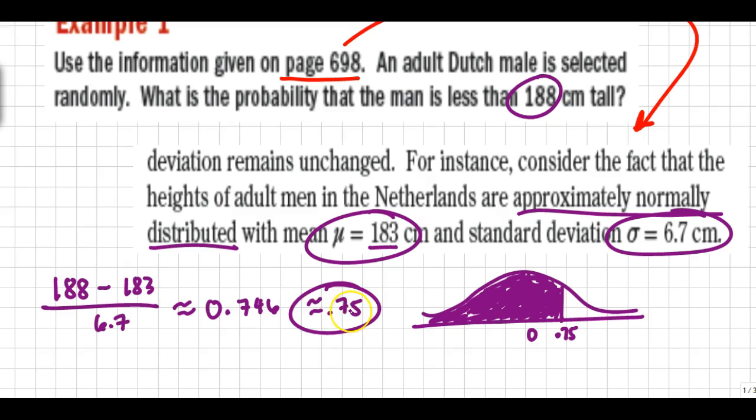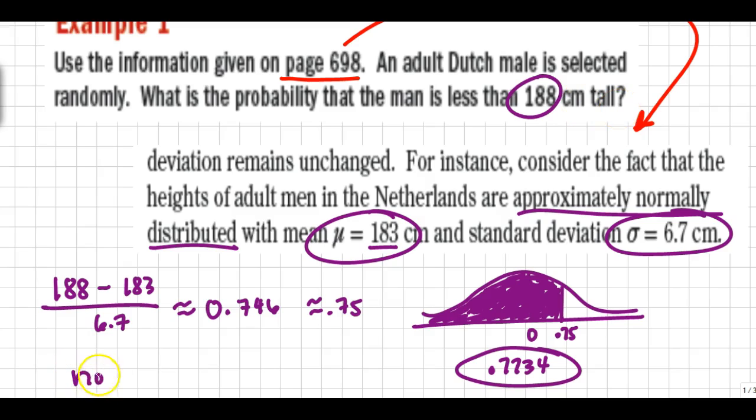So the z-score was 0.75. That's not my final answer. When I looked up 0.75, I got 0.7734, and that's my final answer. That's the probability that a man is less than 188 centimeters tall.